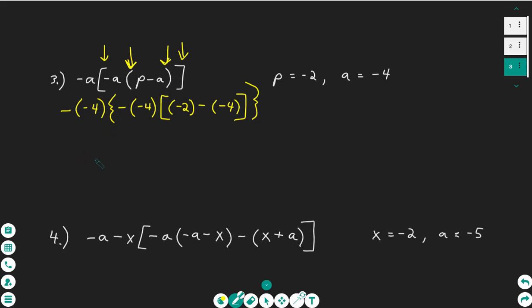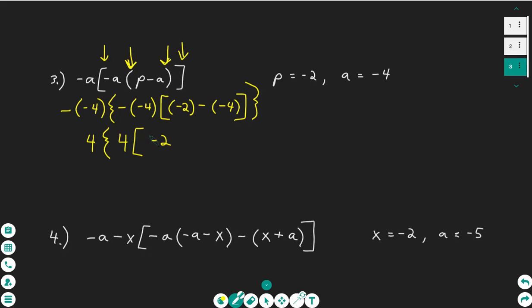Now we can go ahead and simplify, clean things up. Let's concentrate on the parentheses first. So we have this -4 parenthesis. That's going to turn into a +4. Then we have the brace. We're going to leave that alone for now. Then we have a -4 again. Well, that's going to turn into another +4. And then we have this bracket. And then we have a -2 minus a -4.